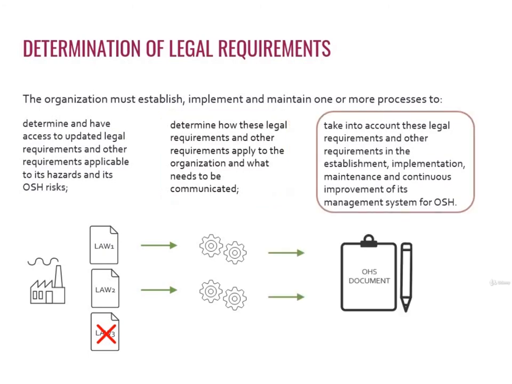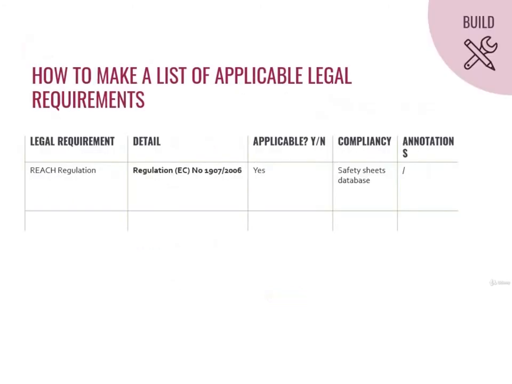Then, finally, your management system should take into account these legal requirements and other requirements in the establishment, implementation, maintenance, and continuous improvement of its management system for OSH. To put it simply, your company should properly manage these requirements. The most common way to satisfy this requirement is by making a sort of list of legal requirements the company has to take into account. For each of the legal requirements, the organization should also write down what the company does to be compliant with said legal requirements. Let's make an example.